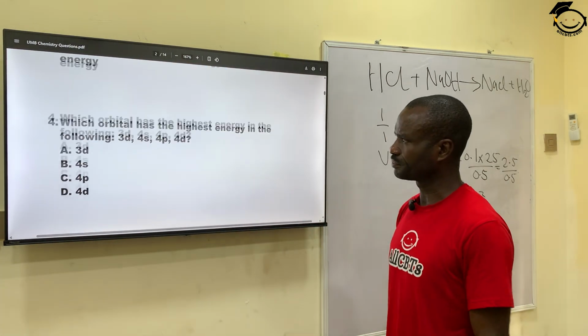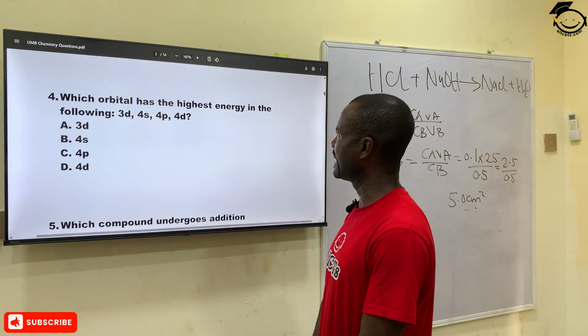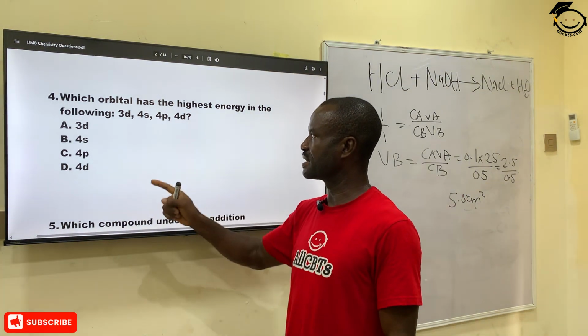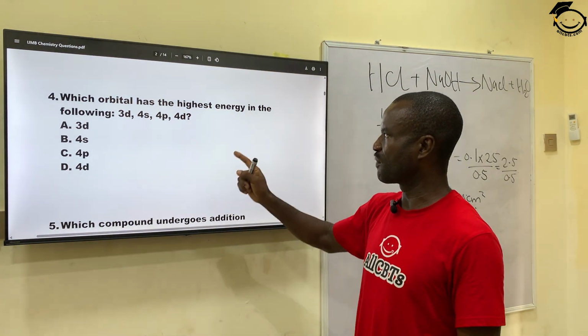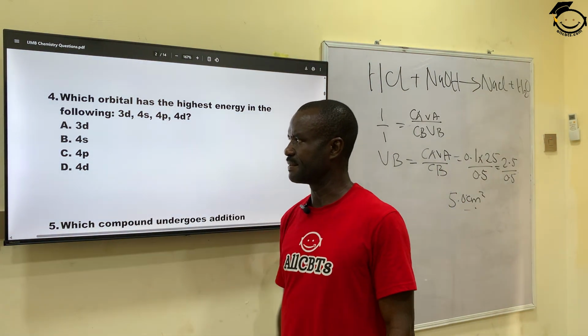Question 4. Which orbital has the highest energy in the following? 3d, 4s, 4p, and 4d. Of course, 4p has the highest energy. The correct answer is C, 4p.